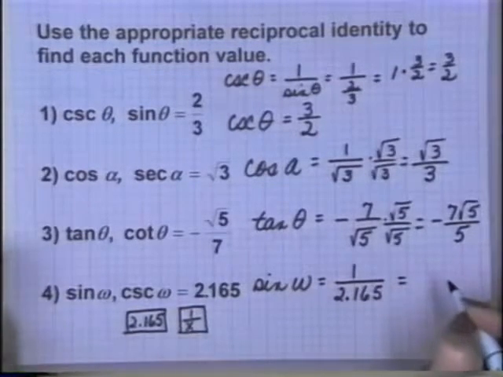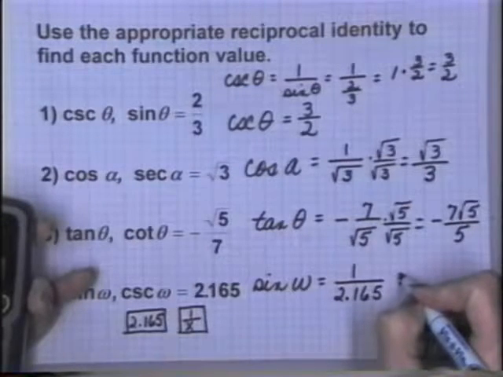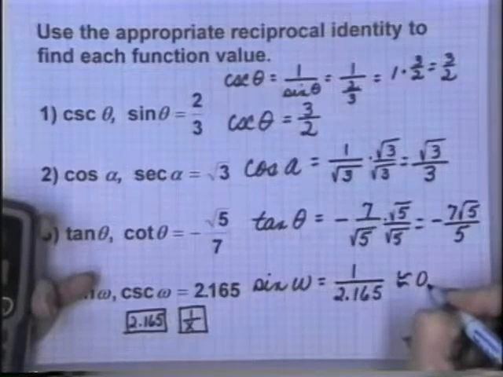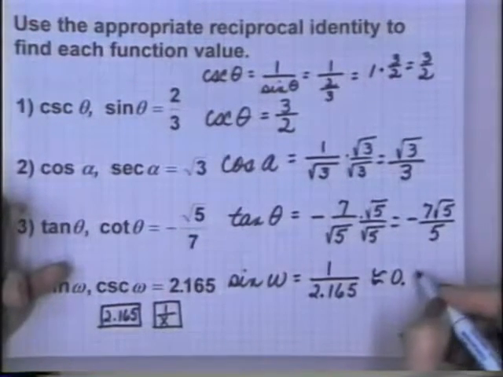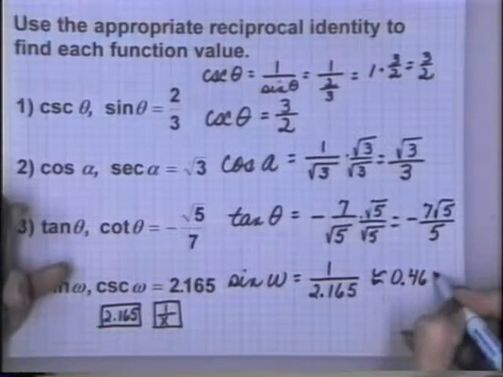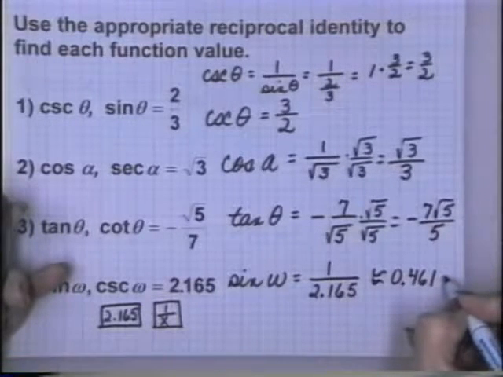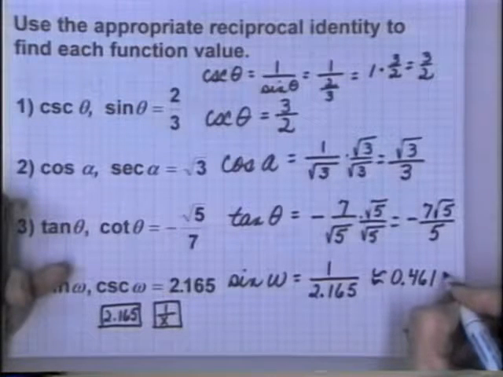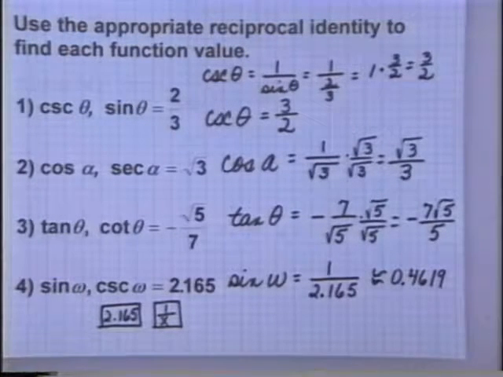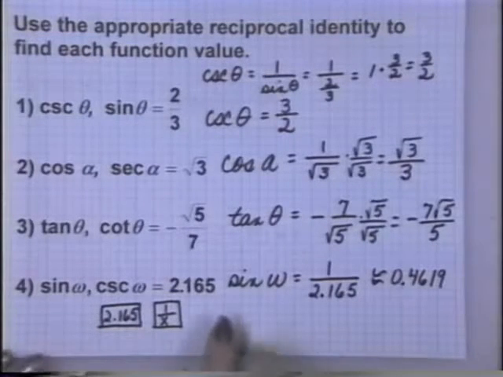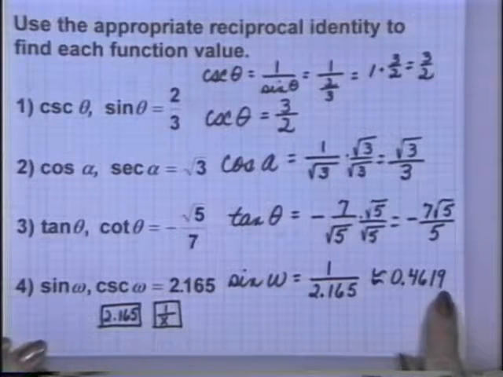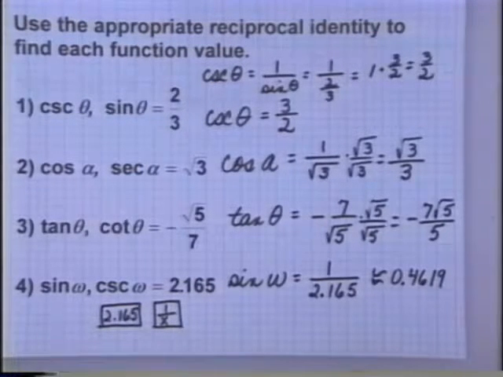And I'm going to round this to 4 significant digits. Since I'm going to round, let's do approximately here. And what I get is 0.461, and actually this next digit is an 8, but because the next digit is a 9, when I round, I get 0.4619. So the sine of omega approximately equals 4,619 10,000ths.